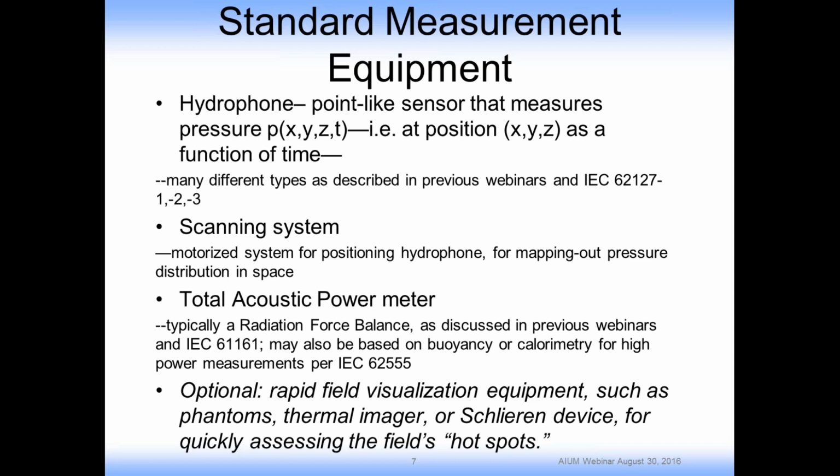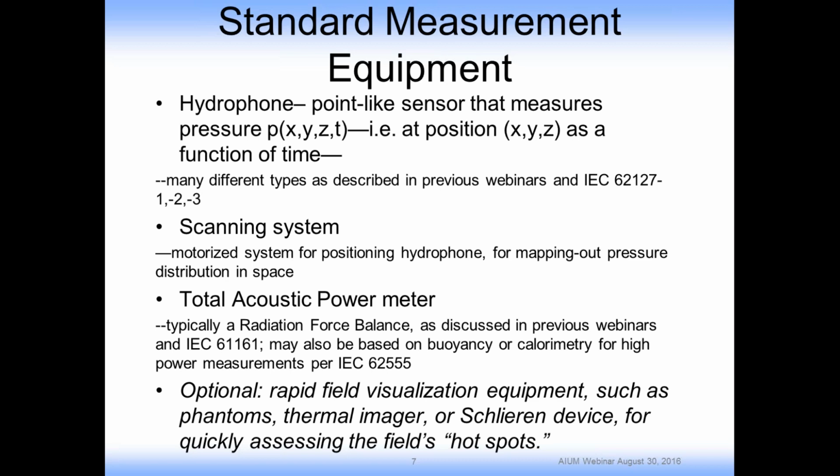Similarly, there's a scanning system that the hydrophone is mounted in. Typically, this is used in order to position the hydrophone and map out a pressure distribution in space. Finally, as discussed previously, there's also a total acoustic power meter. This is a device that measures the total acoustic output power, typically in units of watts. Typically, a radiation force balance is used, as discussed previously in webinars and also this IEC standard. I will mention that there are other techniques based basically on the conversion of the power to heat, which can be measured as a rise in temperature in a calorimetric medium or as the change in buoyancy of a heat-absorbing object. But the basic take-home is that this is a device for measuring total acoustic output power.